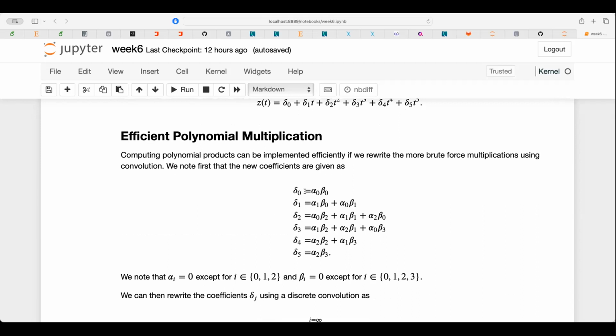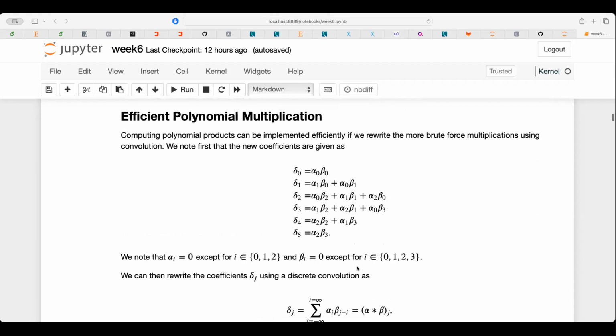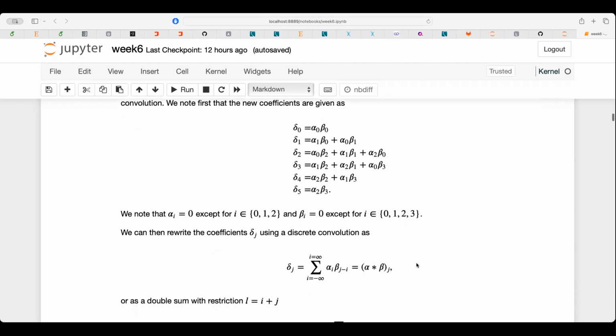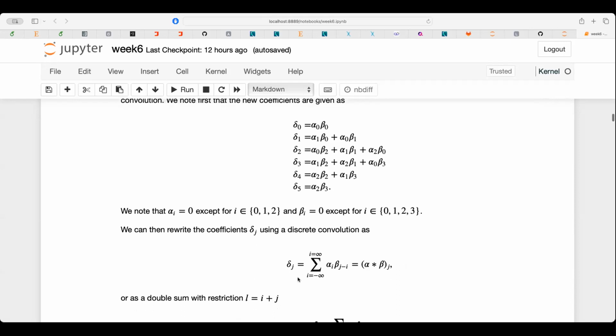And the way you would do it now is to group these different terms. And you see now that the alphas run from 0 to 2, so that is a vector of length 3. The betas run from 0 to 3, so that is a vector of length 4. You can write this where you sum from minus infinity to plus infinity. And that is what you would call the general expression for convolution, the way you would look it up in textbooks.